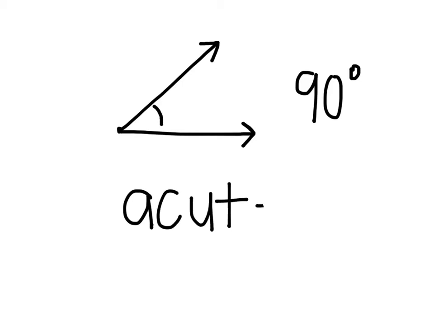And I like to think of it, because they're tiny little angles, as acute, like a cute little kitten. So anything less than 90 degrees, and here would be a 90-degree angle. Anything less than 90 degrees is an acute angle.